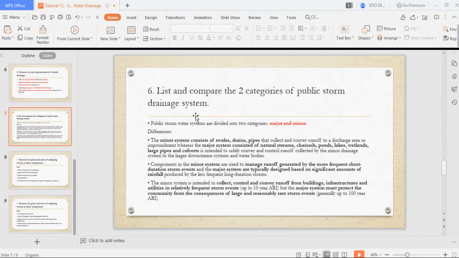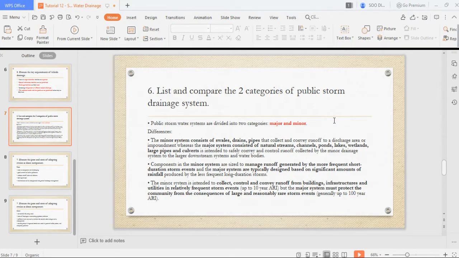Okay, so for question 6, you have to list and compare the 2 categories of public storm drainage. Public storm drainage can be divided into 2 categories, which is major and minor. The difference between them is that the minor category of the public storm water system will be some sort of swale, drain, and pipes. This collects the water and conveys the runoff to an impound area.